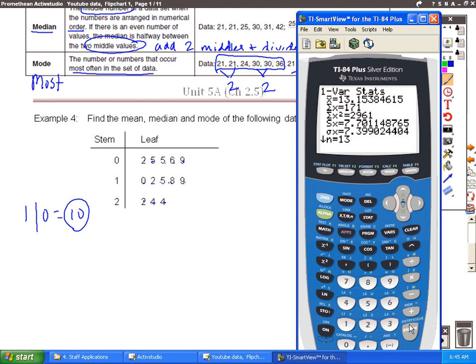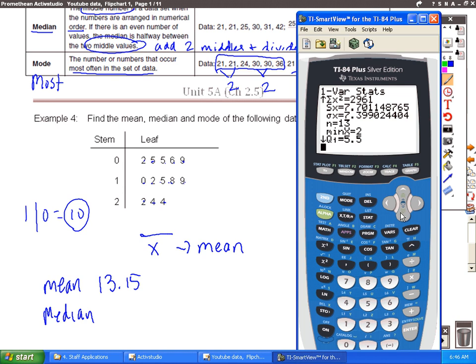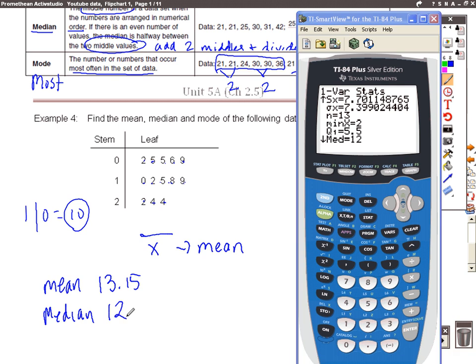Okay, and then you can see that the calculator is giving you lots of information here. Now one of the things you need to know, and again this is in your packet, it's on one of the pages, it tells you all this information. X bar, that is always the mean. So the first thing that I notice is that the mean of my data from the calculator is 13.15. That's the average of the data. The median, to see that on your calculator, you're going to have to scroll down until you find MED for median, and there it is right there at the bottom. The median is 12. That's the number that's in the middle of the data.